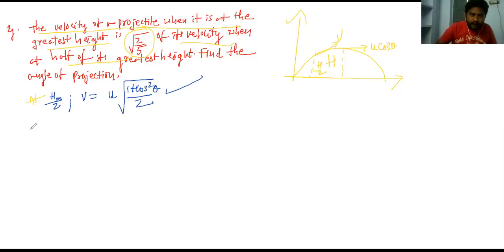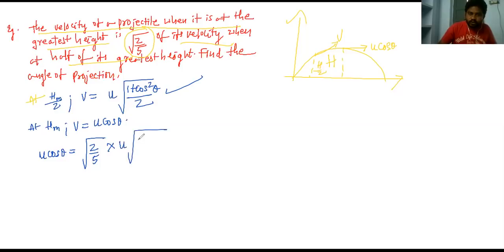Now, at a maximum height, the velocity is just u cos theta. Okay. Now, at the maximum height, velocity u cos theta is equal to root 2 by 5 times of this value, velocity at half of the maximum height. So that is u into square root of (1 plus cos square theta) by 2. Then find the angle of projection. You need to find the angle of projection. Are you ready? So simple. Just square both the sides here.